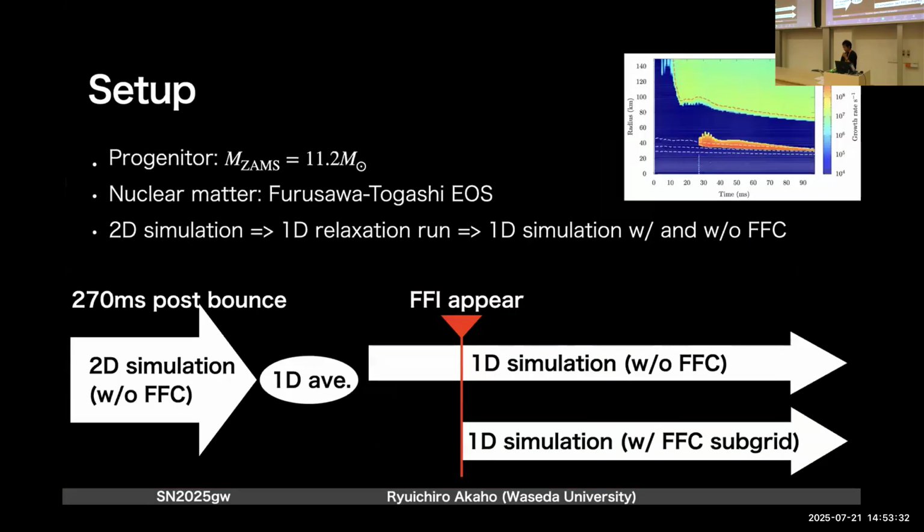And here is the computational setup. I run the supernova simulations starting from the progenitor of 11.2 solar mass up to 270 milliseconds post bounce, angle average the profile, and restart as a 1D simulation. At the time the fast flavor instability appears, I restart. I also run the 1D simulation with the FFC subgrid model.